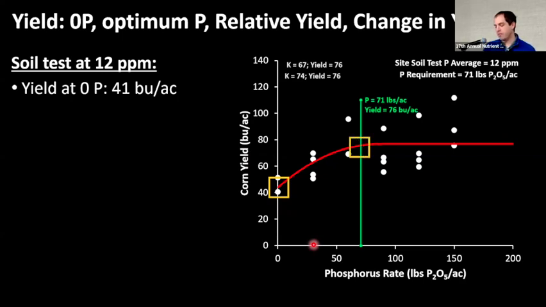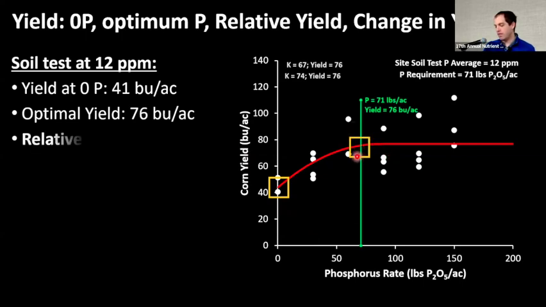It's a drier field. Then we have our optimal yield, which is this part over here. That's 76 bushels per acre. And then from that, you can get what a lot of people call relative yield, where you take that 41 divided by 76, you get 54% or 0.54.